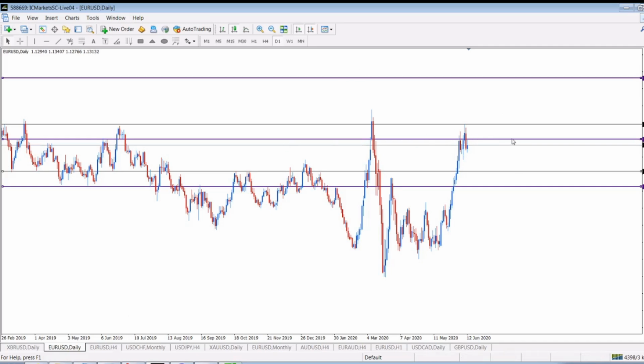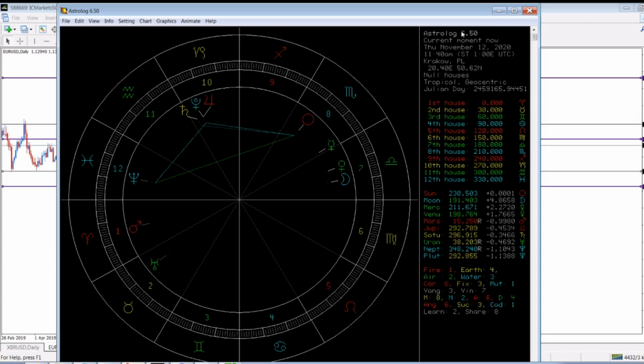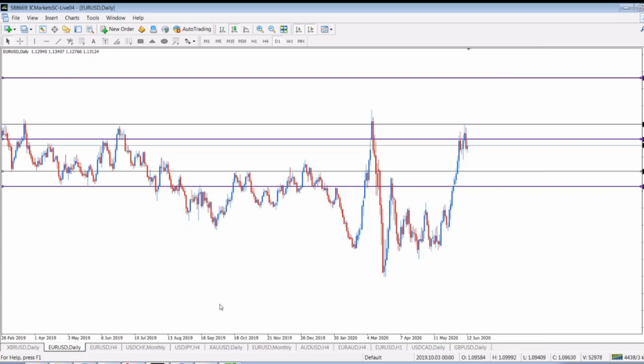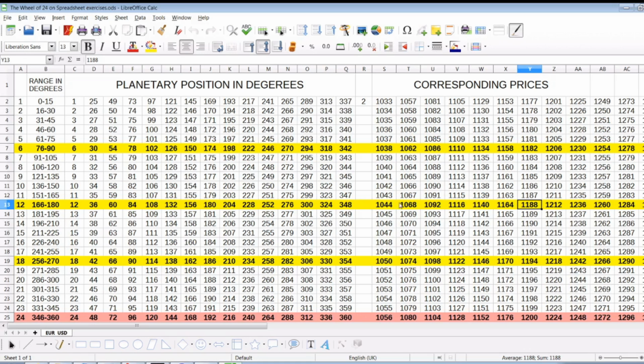When we got Pluto, Neptune and Uranus, the line is nearly the same within a month. After it changes, let's say in August or November, you move your support and resistance lines. If it changes from 350 to 348, the resistance and support lines will be over here.